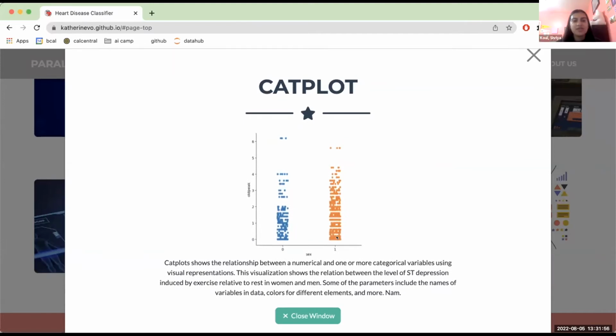Our last visualization is a cat plot, and cat plots are used to show the relationship between a numerical and one or more categorical variables using visual representation. So this one shows the relation between the level of ST depression induced by exercise relative to rest in men and women, and some of the parameters include the names of the variables, colors for different elements, and more.